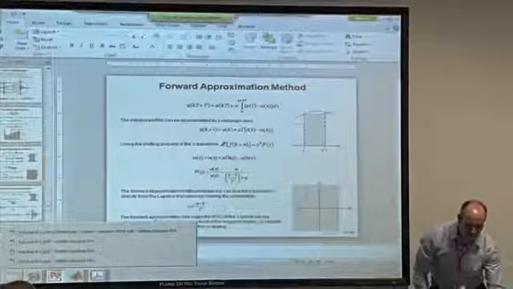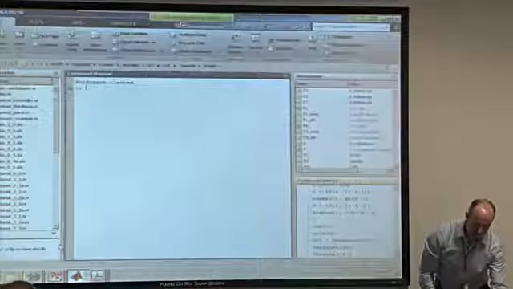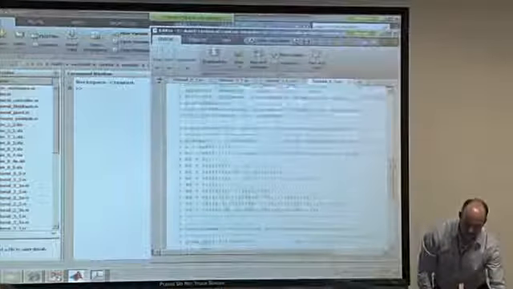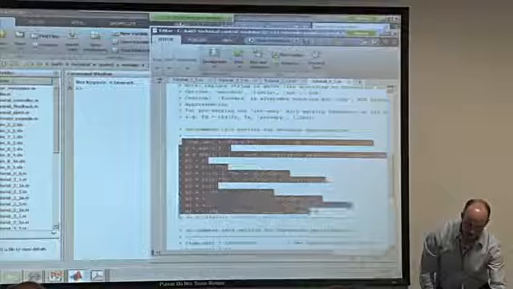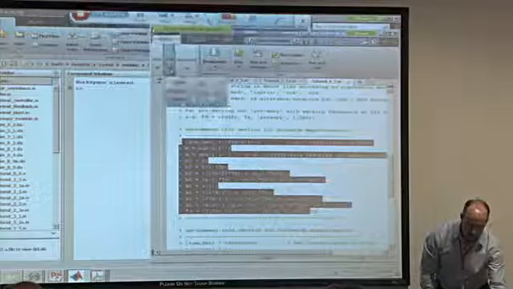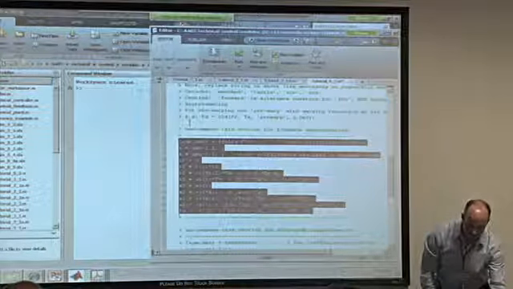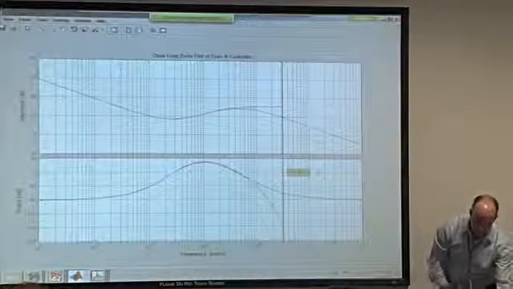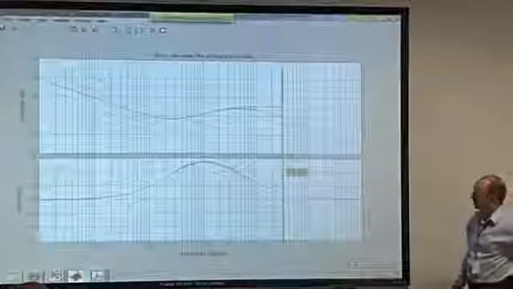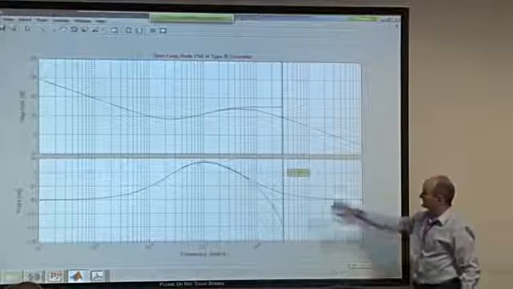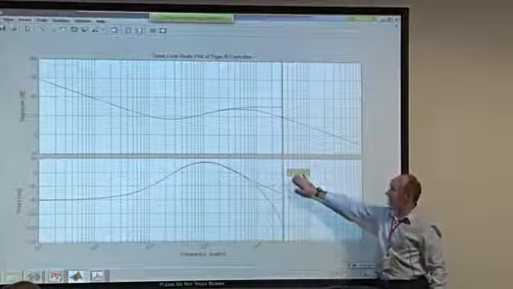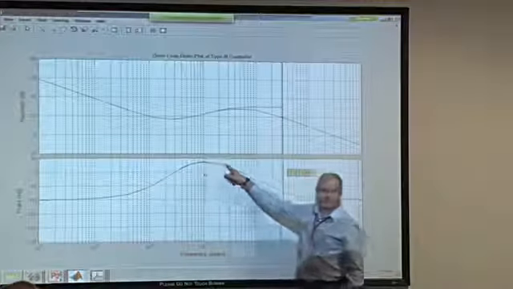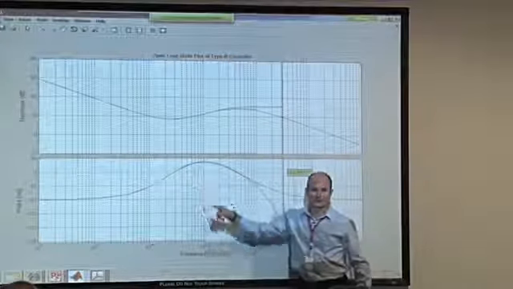Now, MATLAB does not have a forward approximation method for a reason which will shortly become only too clear. However, you can write your own, and that's what I've done in the script here. All I need to do is uncomment this. And when we now run this script, what we get is this. Well, it's not as bad as the match pole zero technique because we had minus 34 degrees of phase lag. We've now got about minus 12. It's not that great either because we've got some difference between the curves at quite low frequencies.